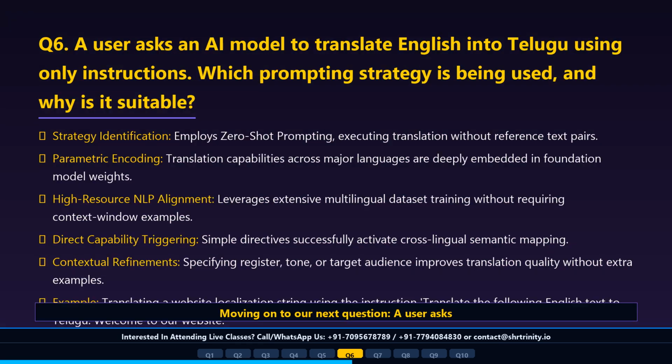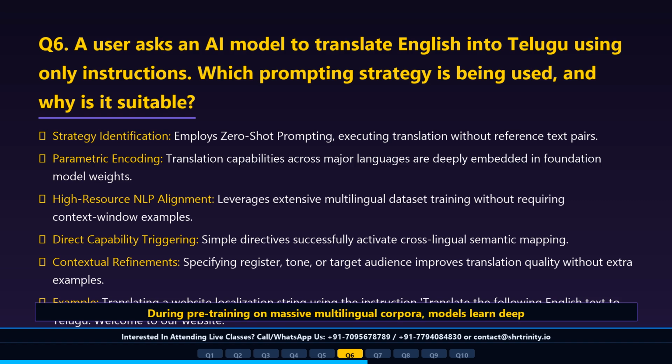Moving on to our next question, a user asks an AI model to translate English into Telugu using only instructions. Which prompting strategy is being used, and why is it suitable? This scenario uses zero-shot prompting. It is highly suitable because language translation is one of the foundational, high-resource tasks that modern large language models are extensively trained on.